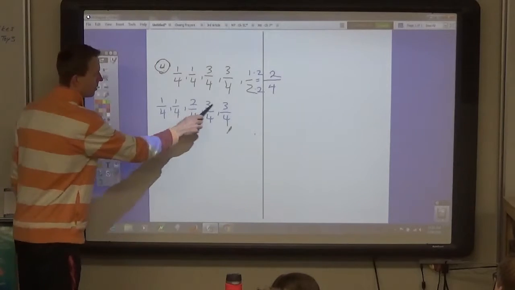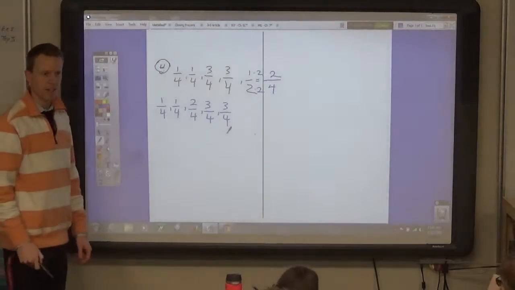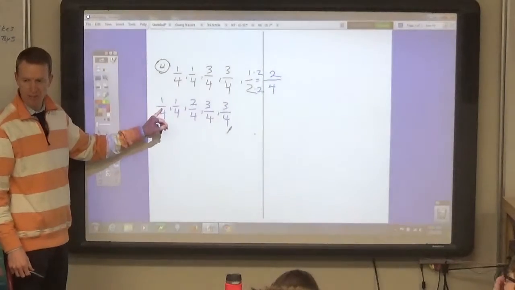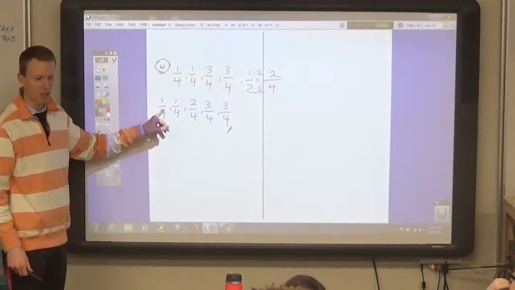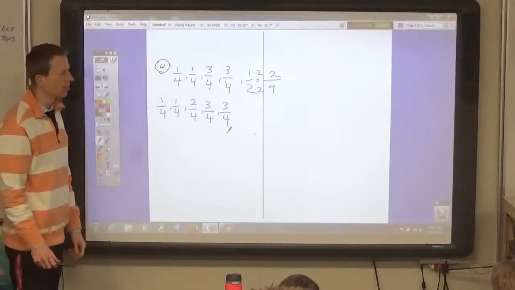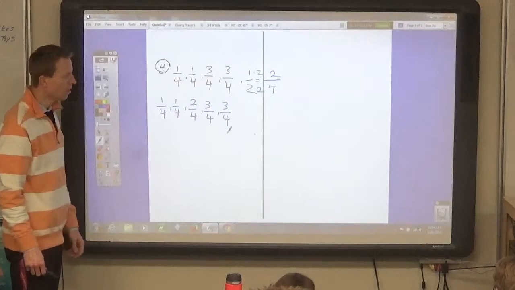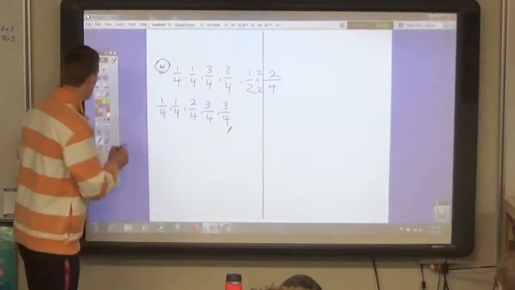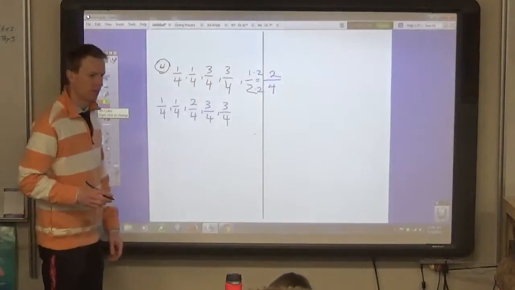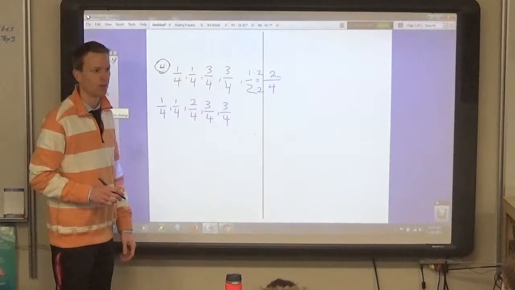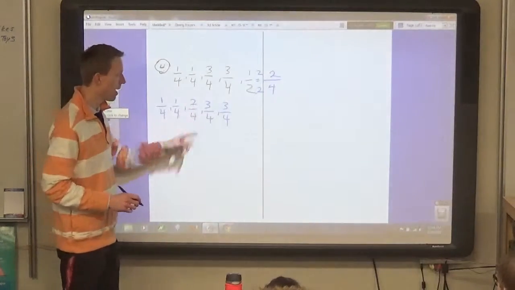Now look at the numerators. Are they in order from least to greatest? Okay, so that's the first step. Do that right now. If you didn't do that yet for number 4, do that first. Okay? Is this all the numbers? Mm-hmm. So, what's the median? Cole? 2/4. 2/4, 1/2, right.